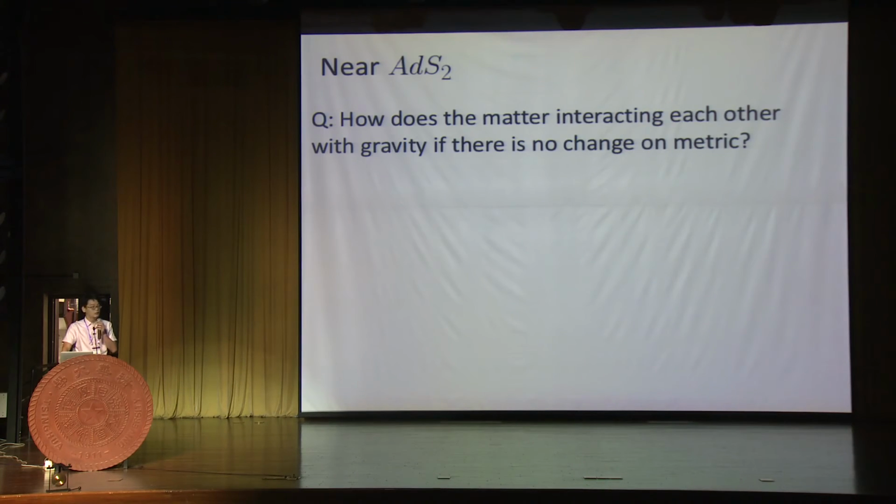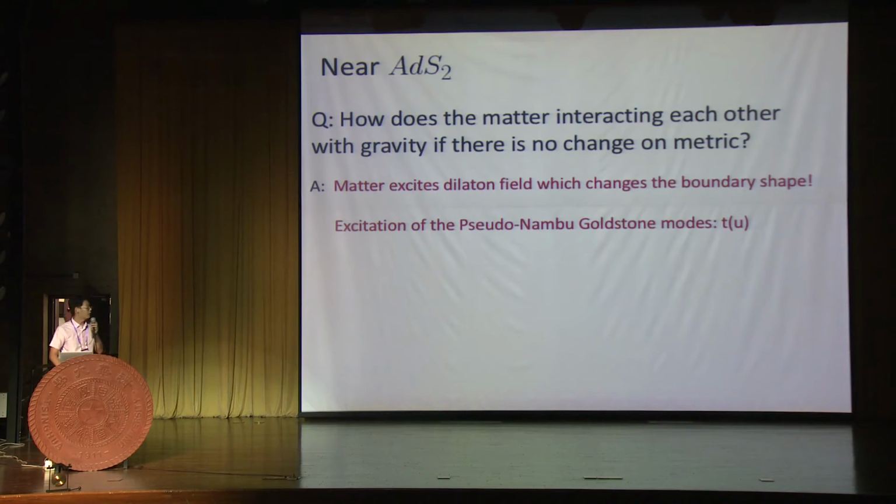Okay. For the last minute, I want to explain how matter interacts with each other through gravity if there's no change in the metric, since we already see that the metric is always constant, always not back-reacted. So the answer is that matter excites the dilaton field, which will change the boundary shape. Or we can say it is the excitation of the Nambu-Goldstone modes.